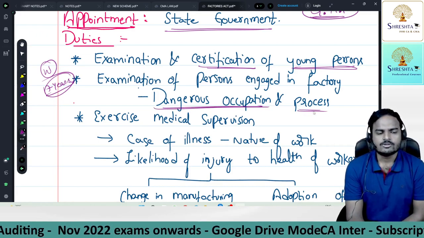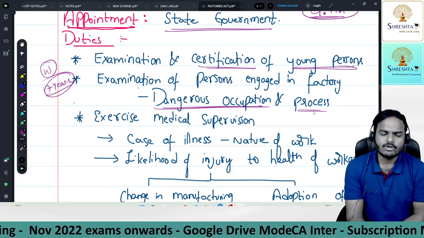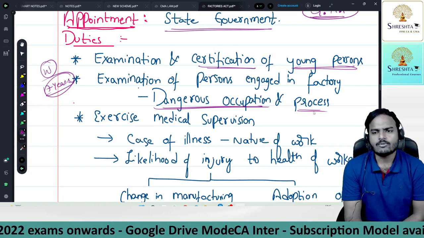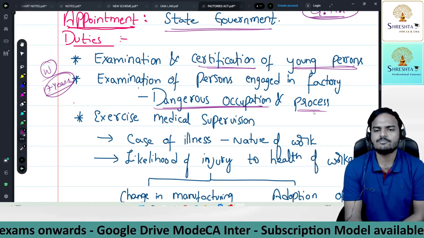Next one, examination of persons engaged in factories, who are working on dangerous processes and dangerous machineries. So periodical examination, periodical health checkup, periodical body checkup. Not all the employees, but workers who are engaged in dangerous processes.